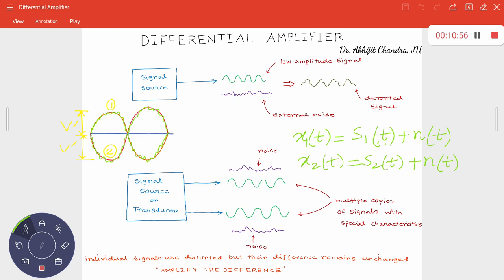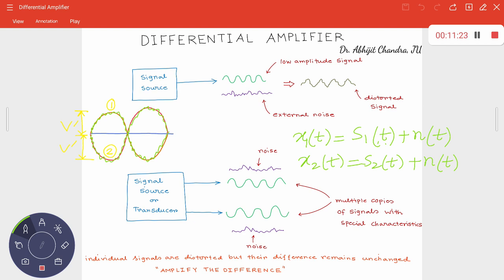Okay, and these kind of signals are known as the differential signals. And the amplifier by virtue of which you can magnify this kind of signals is known as the differential amplifier. So what I find is that the individual signals are distorted. Individual x1 is distorted, x2 is distorted. Similarly, the amplified version of x1 will be a distorted version of your original signal. The amplified version of x2 is the distorted version of the original signal.